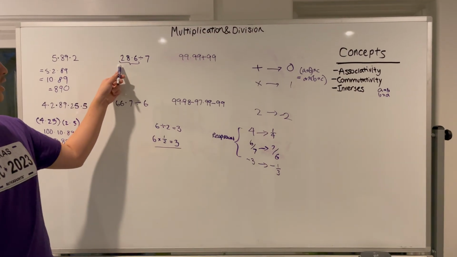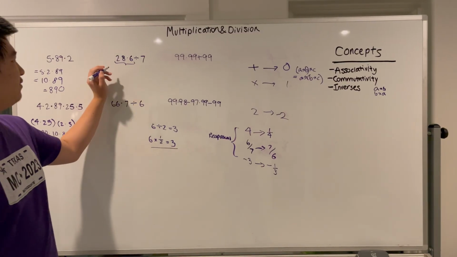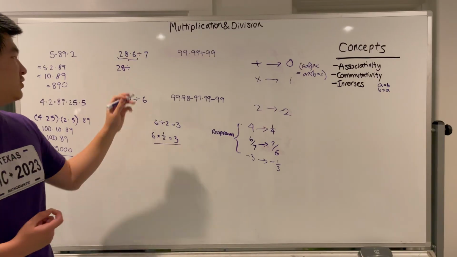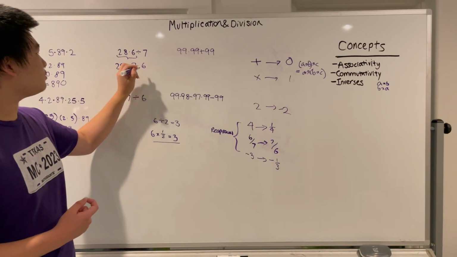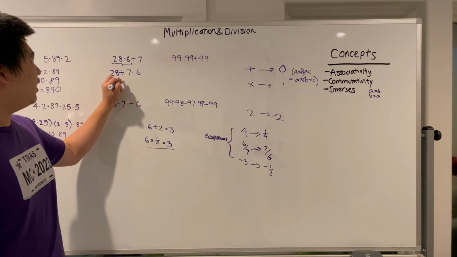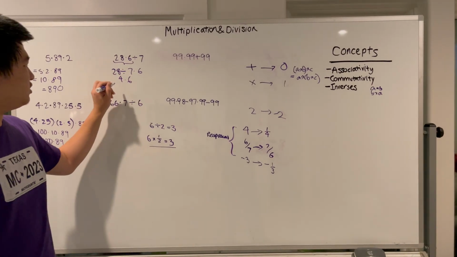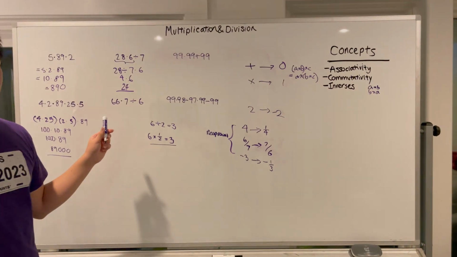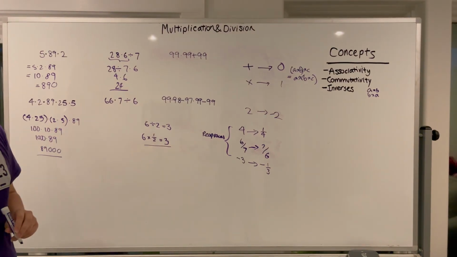So what we can do instead is say this is 28 divided by 7 times 6, and this is really nice because 28 is a multiple of 7. So 28 divided by 7 is just 4. And then 4 times 6, everyone knows, is just 24. This next question is a pretty similar idea. You can pause if you'd like to take a try.